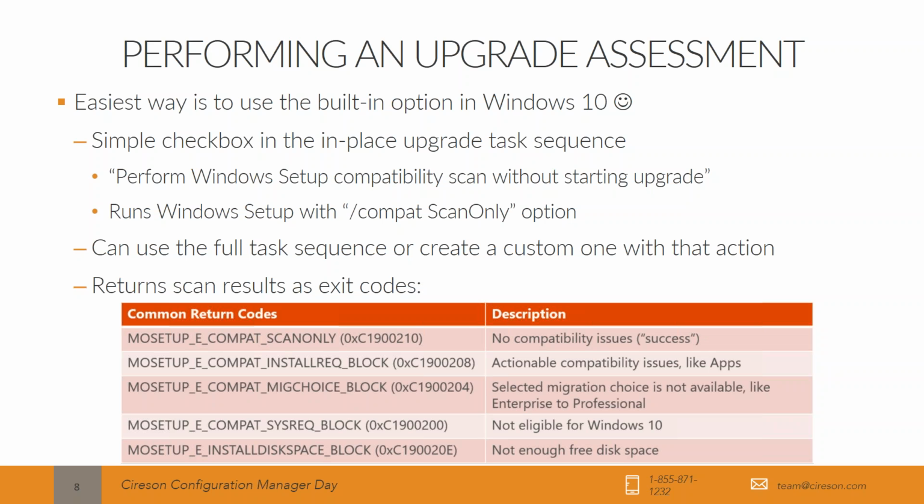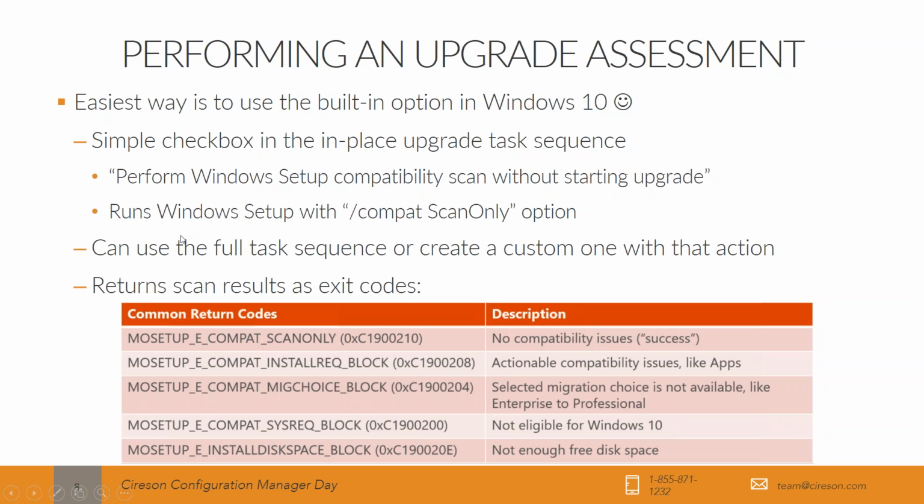Now, when it runs, it's going to create an exit code, and that exit code is going to be your indicator of your upgradability. And at the bottom of the slide, I have some of the common return codes. And obviously what you want is the top one, no compatibility issues found or success. And it comes back as that hex message there, and you convert that into decimal. And then there's other ones that say, hey, you have compatibility issues, not enough free disk space, not eligible, or whatever.